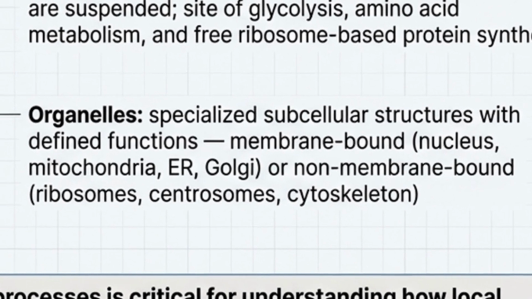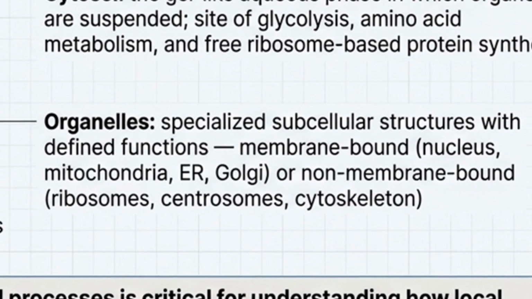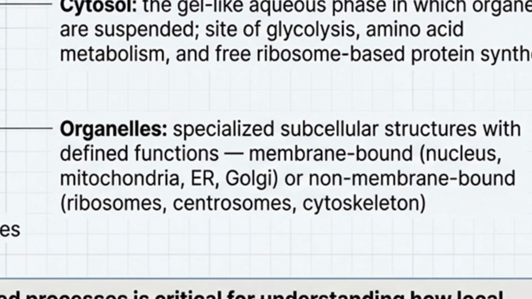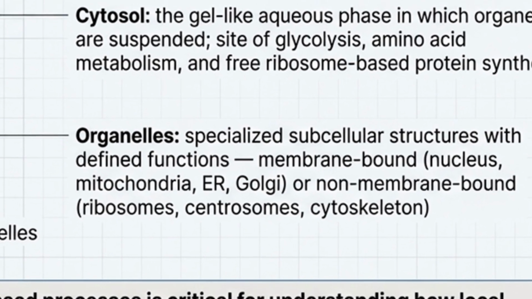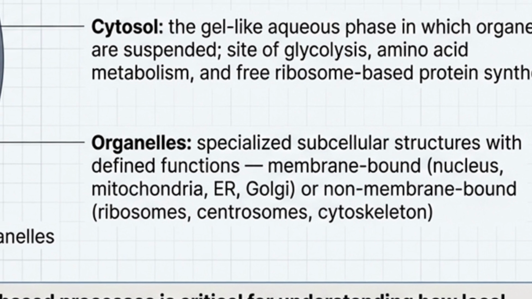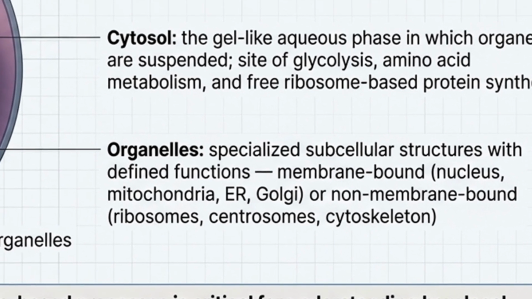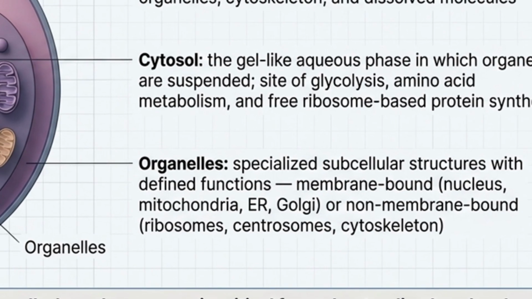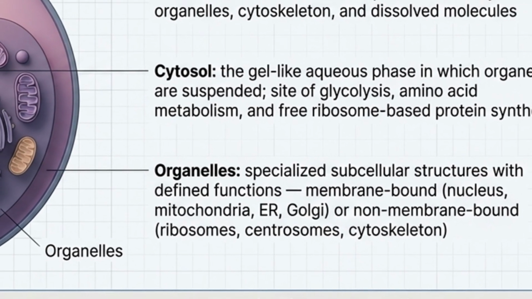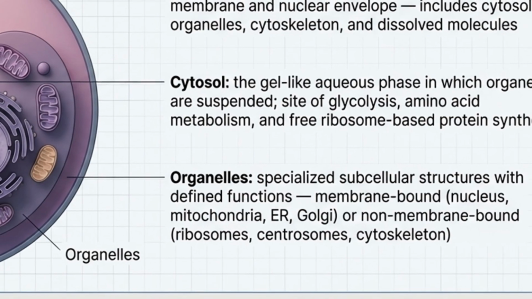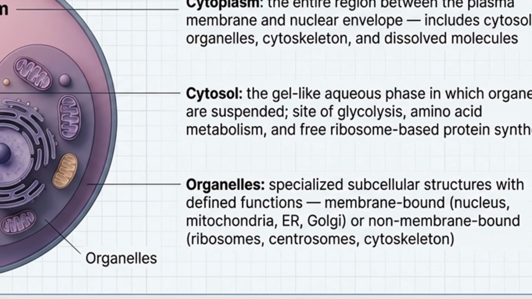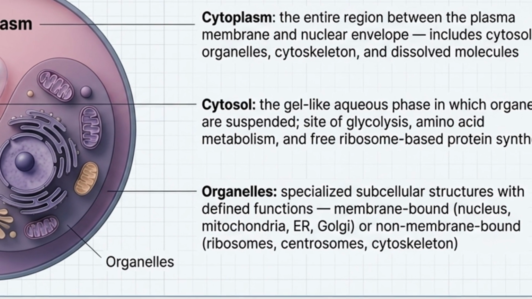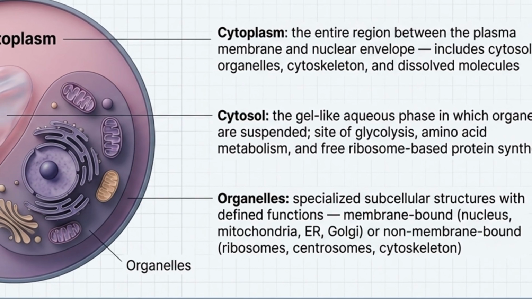Organelles are the specialized subcellular structures with defined functions. Some are membrane-bound: the nucleus, mitochondria, endoplasmic reticulum, Golgi apparatus, lysosomes, peroxisomes, and endosomes, and maintain their own internal environments. Others are non-membrane-bound structures like ribosomes, centrosomes, and the nucleolus, which are equally essential but organized differently.